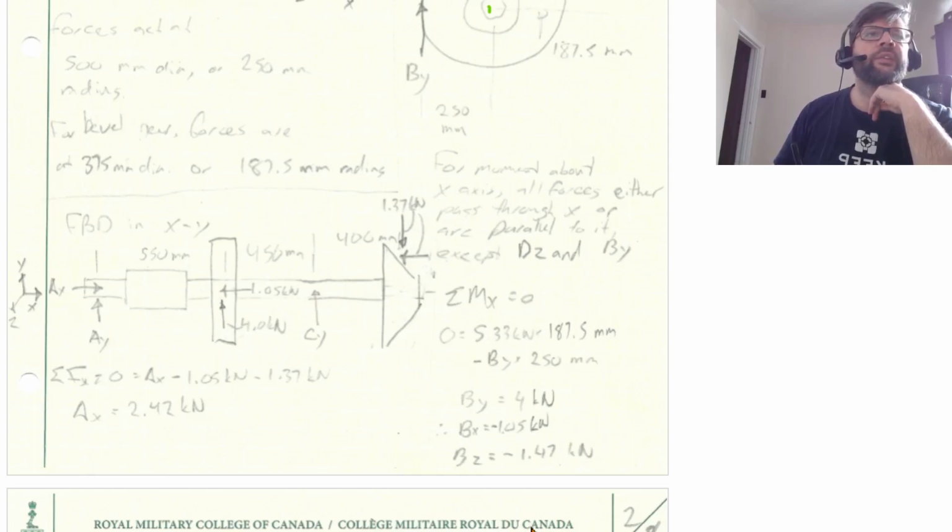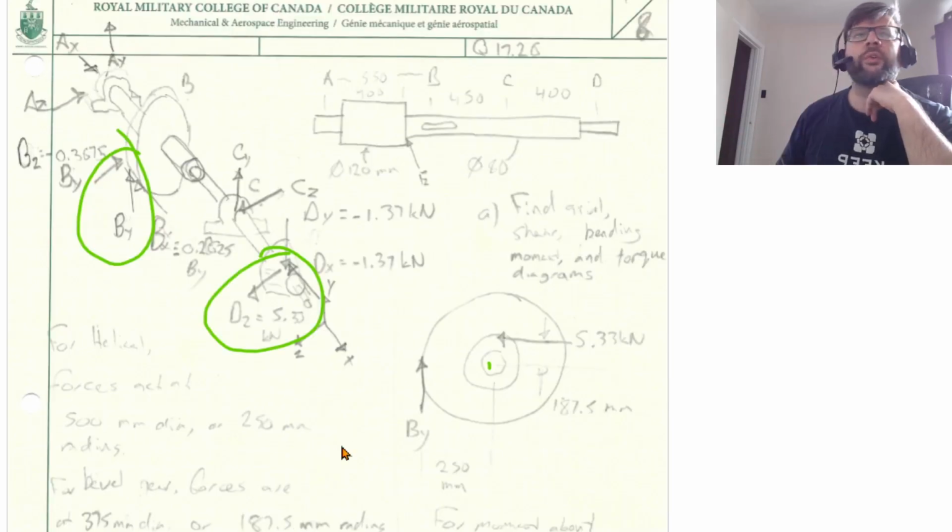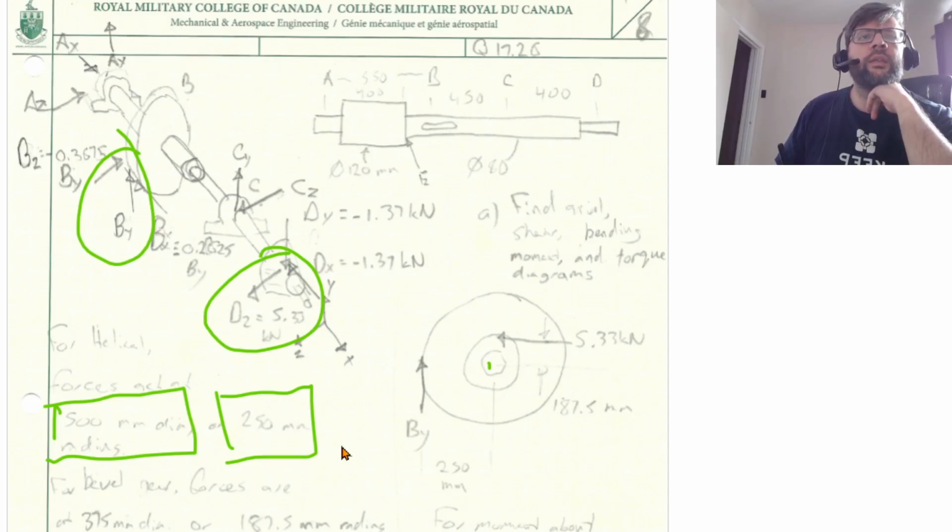So sum of the moments about x is equal to 0. So 5.33 kilonewtons times 187.5 millimeters. One thing that was specified is the points where the forces act. On the helical gear, they're all acting on the outside, which is fairly obvious. It's got a 500 millimeter diameter, so it's acting at a 250 millimeter radius. And for the bevel gear, they're acting at a point at the 375 millimeter diameter mark, or again at 187.5 millimeters in radius.